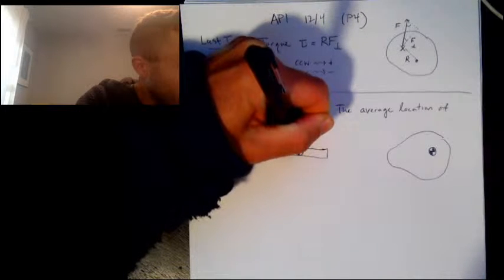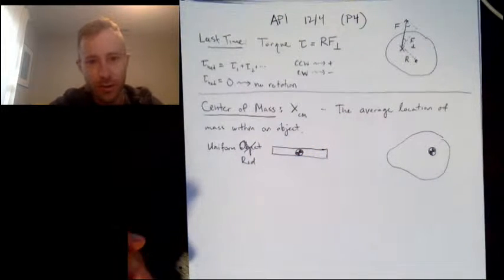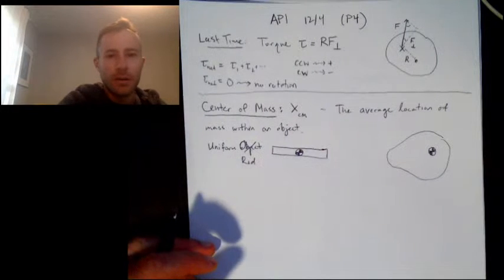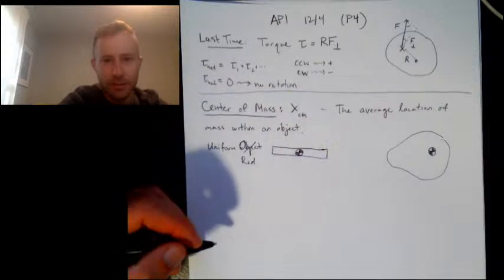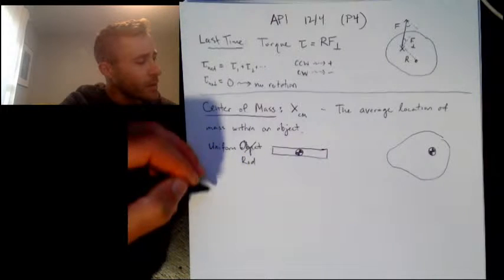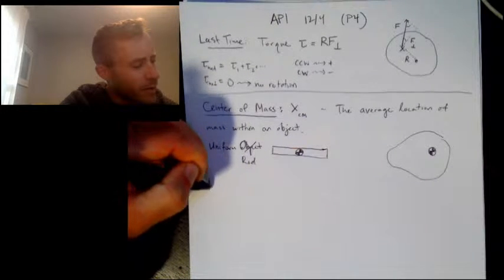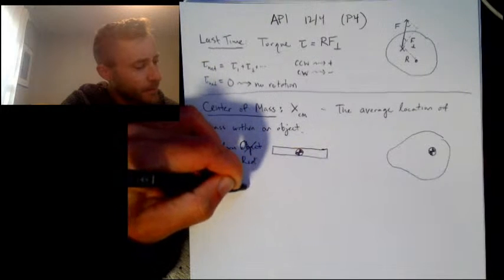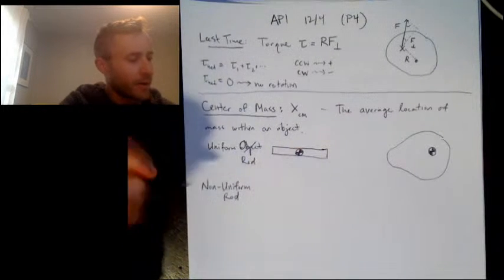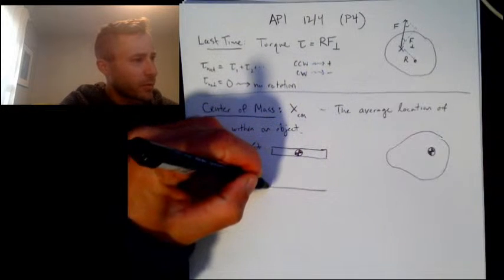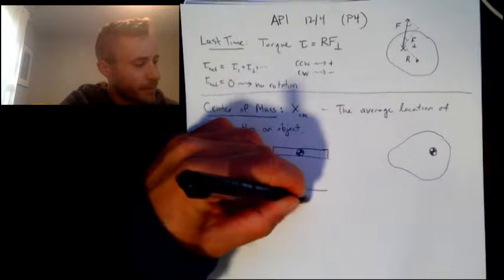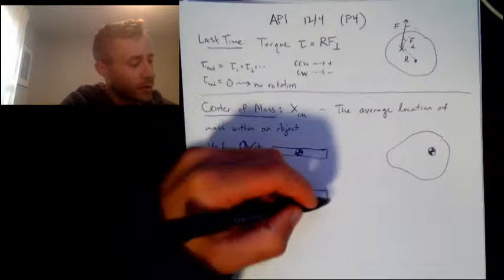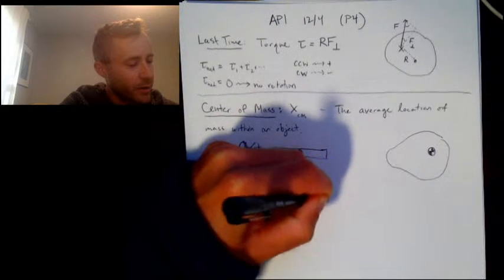So the center of mass might not be the geometrical center of the object. Okay. So it might be something like this. All right. However, if you have a non-uniform rod, okay, so let's say you had a rod, for example, where there's more mass on one side than another side. Okay, so maybe I'll try to draw that here.